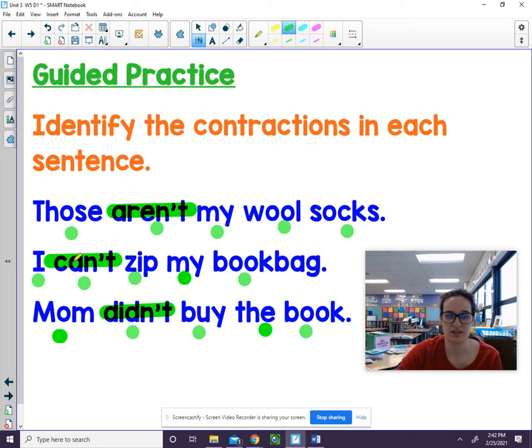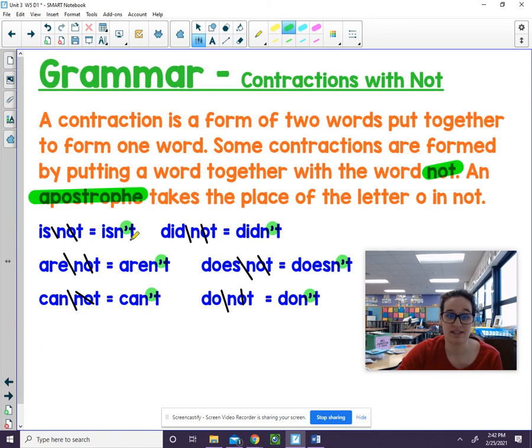So aren't, can't, didn't. Here we'd have isn't, didn't, aren't. Again, you hear that n't being added at the end. Doesn't, can't. This one is a little different. It's not don't, it's don't. We say don't instead. But it still has that "n't" at the end.